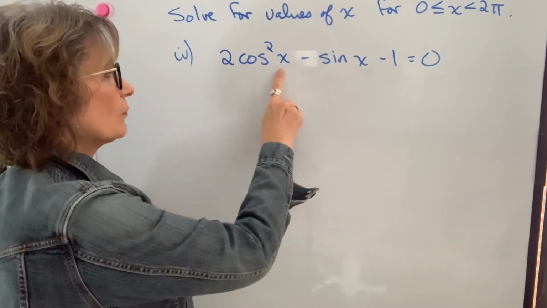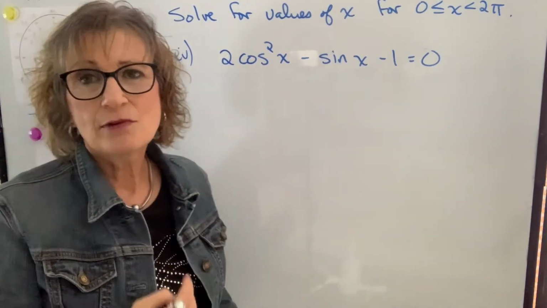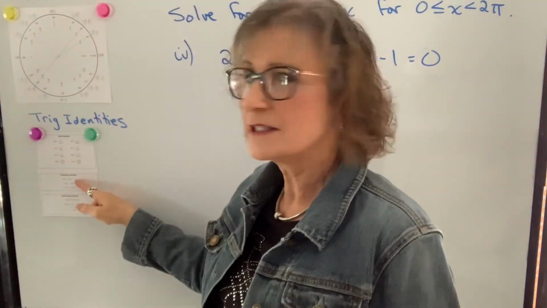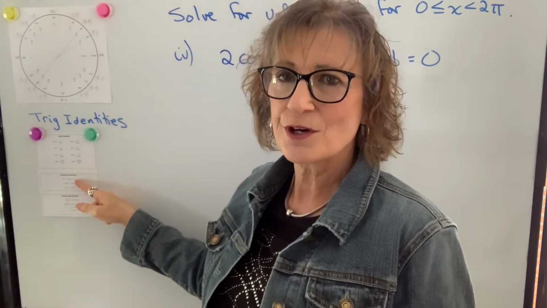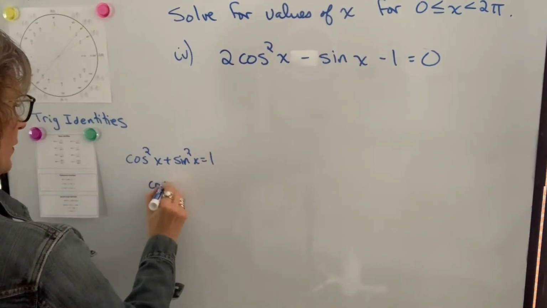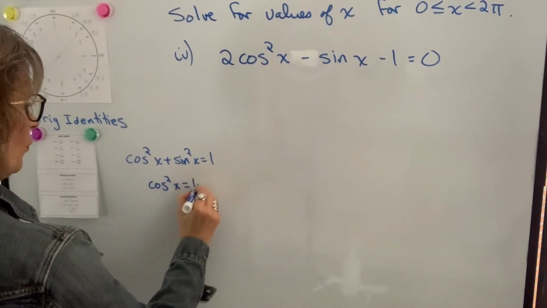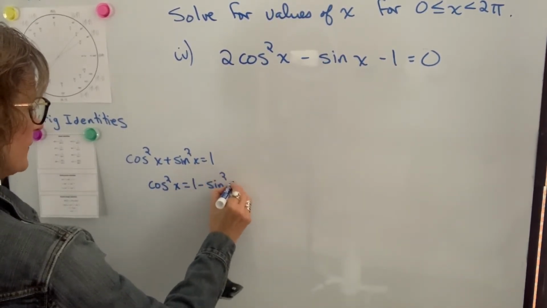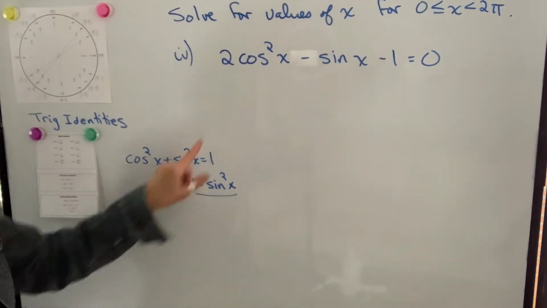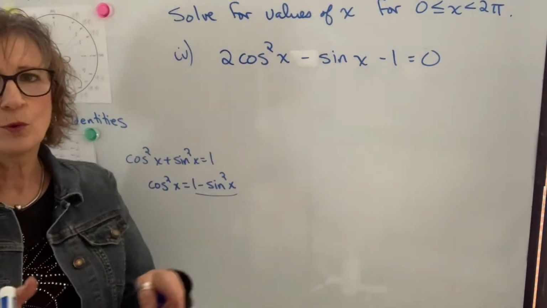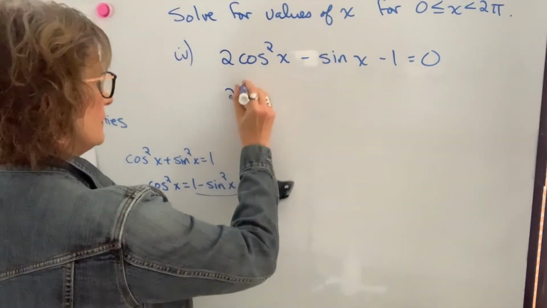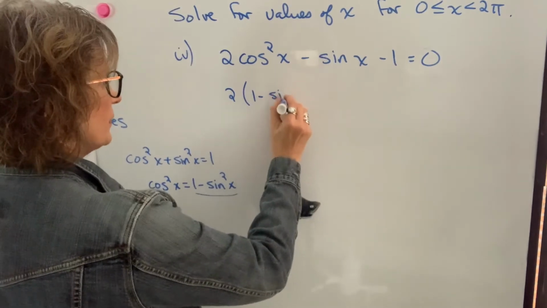So can I get rid of cos squared x and write it in terms of sine of x? If we take a look at our Pythagorean identities, we know that cos squared x plus sine squared x equals 1. Therefore, cos squared x will equal 1 minus sine squared x. So I'm going to substitute that in for cos squared x, and then I'll have my whole equation just in terms of one trig function. So 1 minus sine squared x.